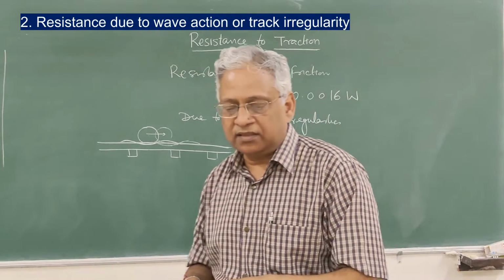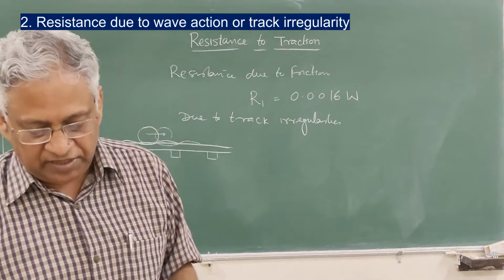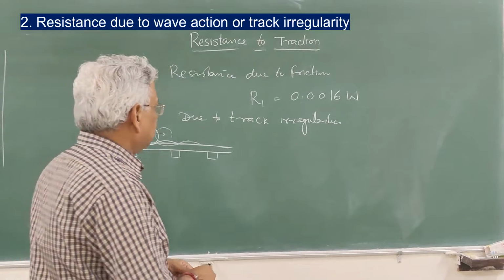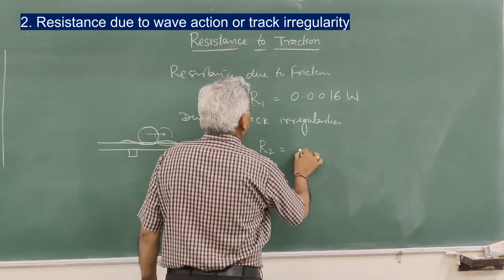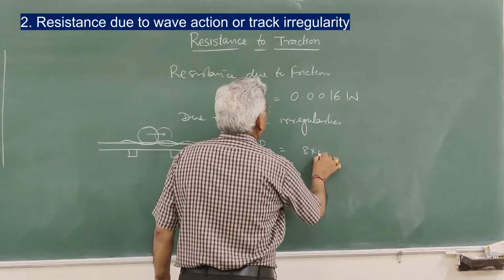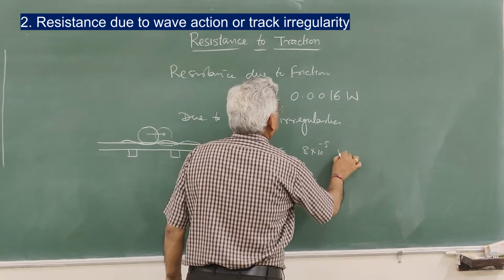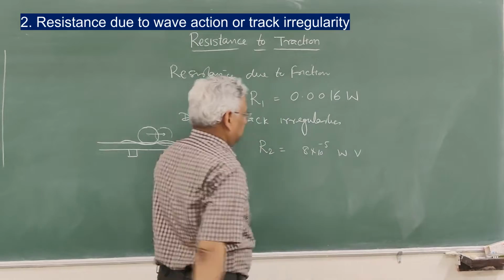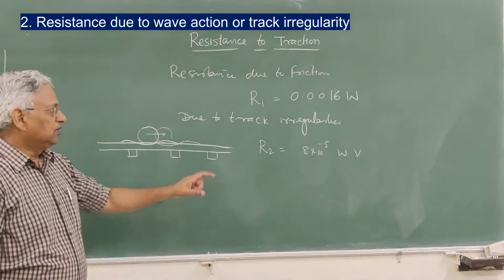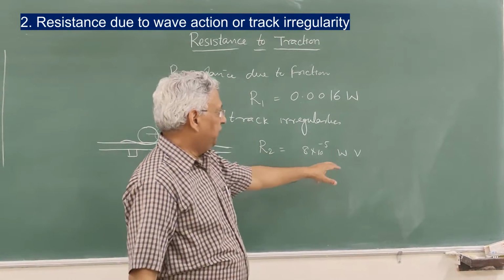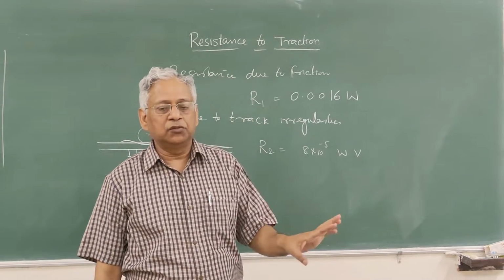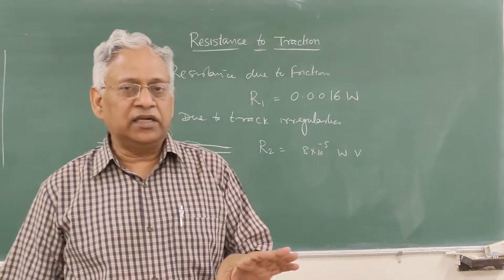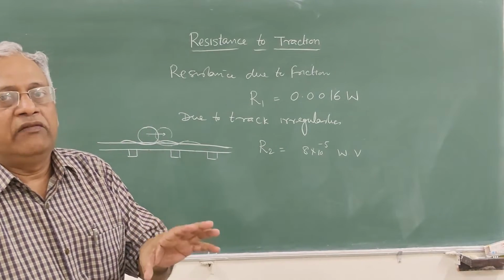And this resistance, as I told you, depends upon the weight and the speed, and it is taken as R2 = 8 × 10^-5 × W × V. W is the weight of the train in tons, V is the speed in kilometer per hour. That is resistance due to track irregularities or due to wave action.